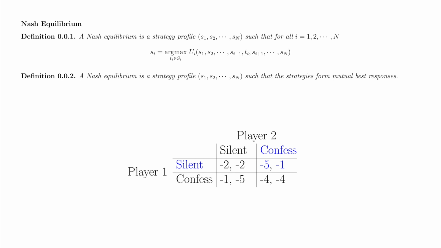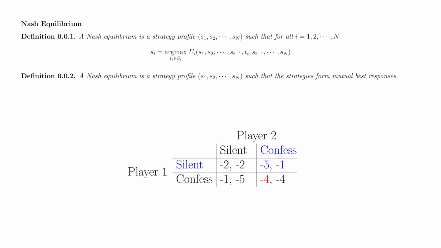If player 1 is silent and player 2 confesses, player 1 receives -5 and player 2 receives -1. Silent-confess is not a Nash equilibrium. Silent is not a best response for player 1 when player 2 confesses. Player 1 has a profitable deviation from silent to confess, since -4 is greater than -5. Player 2 does not have a profitable deviation, but silent-confess is still not a Nash equilibrium. A strategy profile is not a Nash equilibrium if even one player has a profitable deviation.